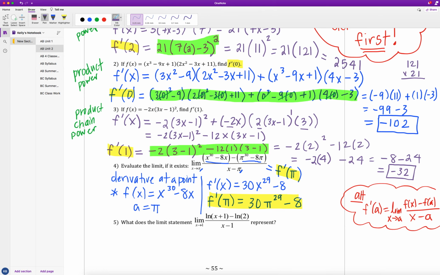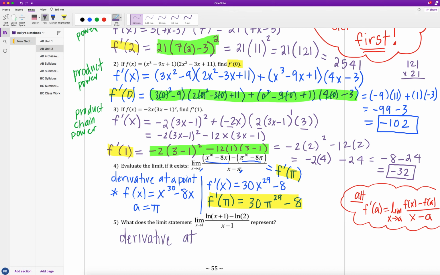Okay, example 5 is similar, but instead of having us find what the limit is, it just wants us to explain what the limit statement represents. So it wants that explanation of it is a derivative at a point, but we need to figure out what our function is and what our a value is. So this is going to be a derivative at a point.